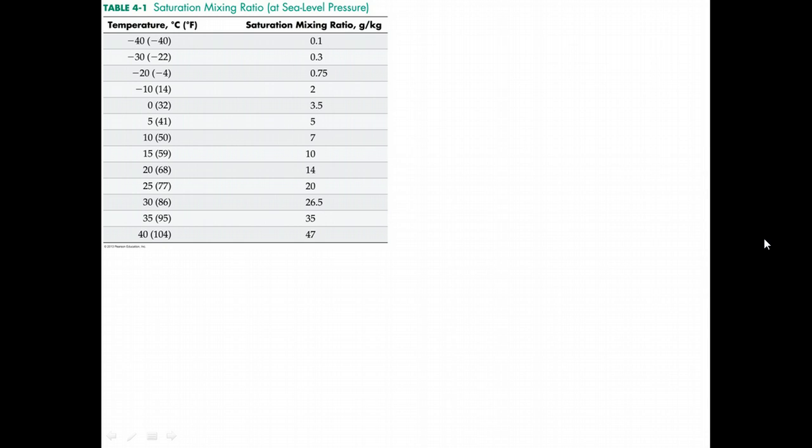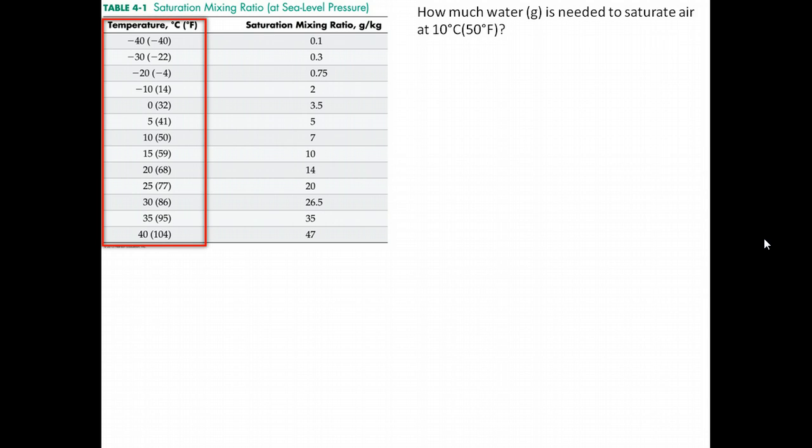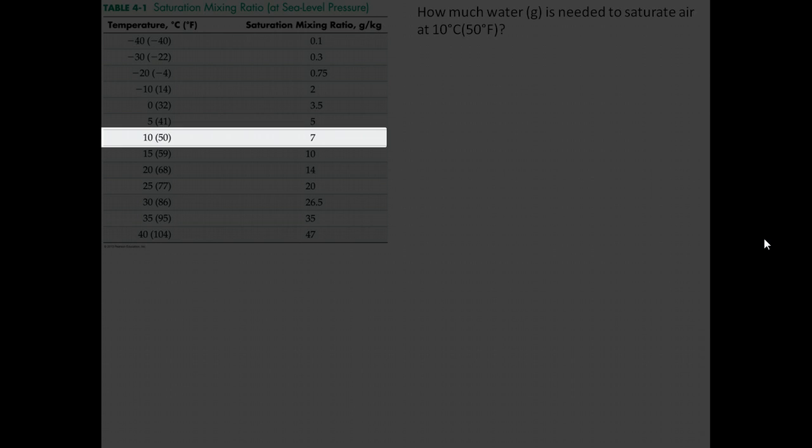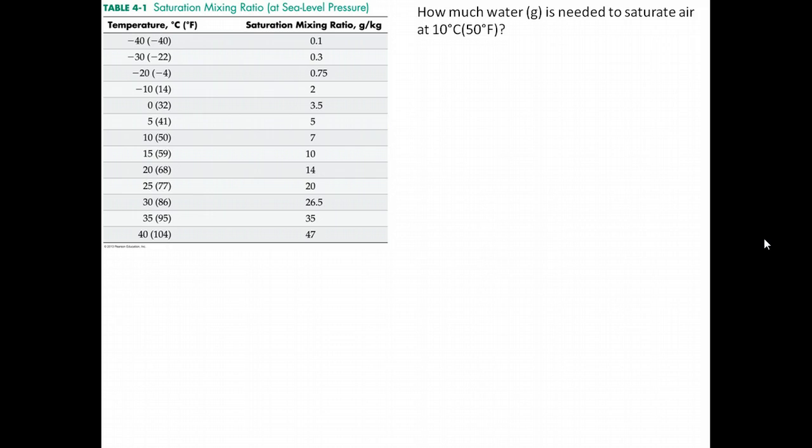So the key resource that we're going to use here is Table 4.1, which shows us the relationship between temperature in the left-hand column and the saturation mixing ratio on the right-hand. So what this is telling us is that at a given temperature, air's maximum capacity to hold water is displayed on the right. For example, if we look at air that is at 10 degrees Celsius or 50 degrees Fahrenheit, we're going to look in the left-hand column of this table, find the 10 degrees Celsius or 50 degrees Fahrenheit row, and then look across to the right, and we see that at that temperature, the maximum amount of water that air can hold is 7 grams per kilogram.